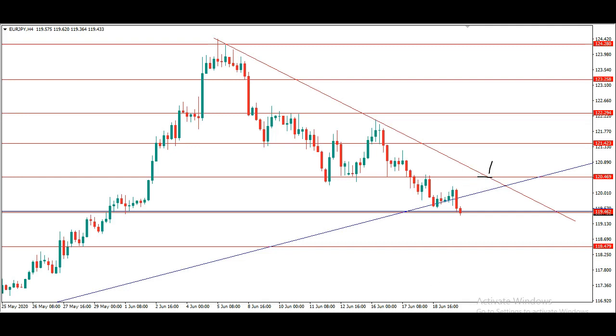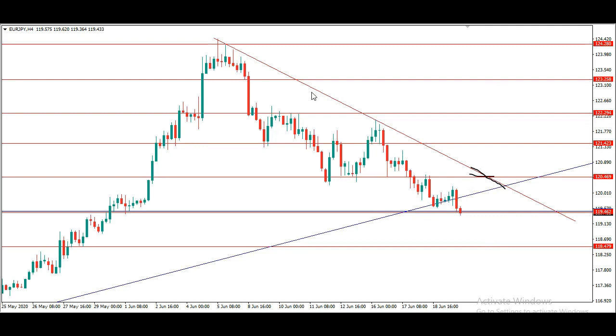So if I get a daily close above this descending trend line, then it means we may not be seeing price move lower any longer. We might be seeing price make the next wave higher. So this is what I'm going to be expecting price at this point.